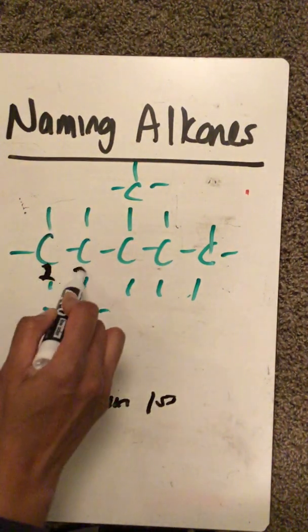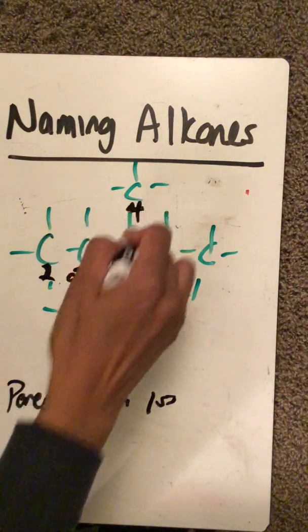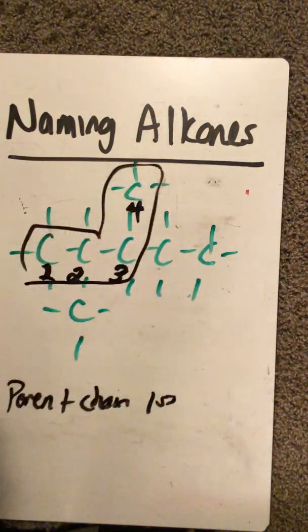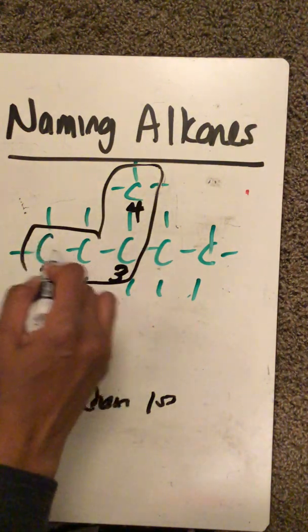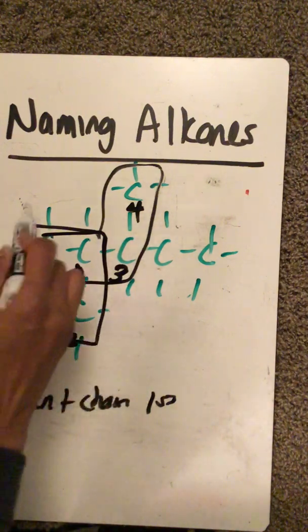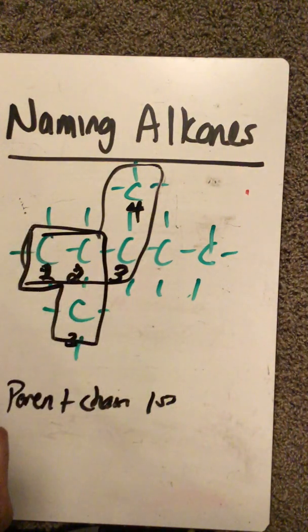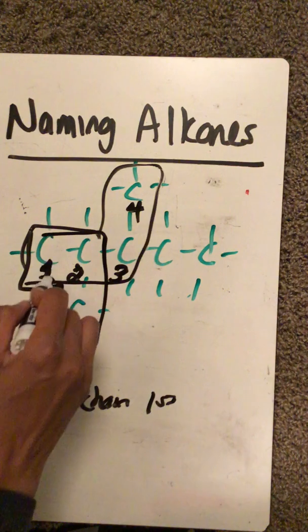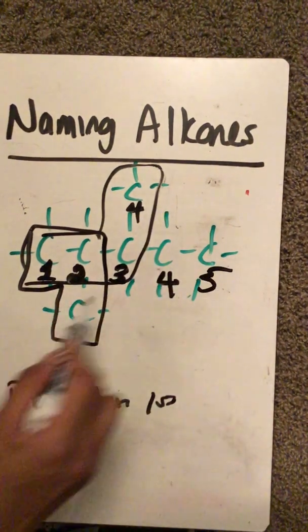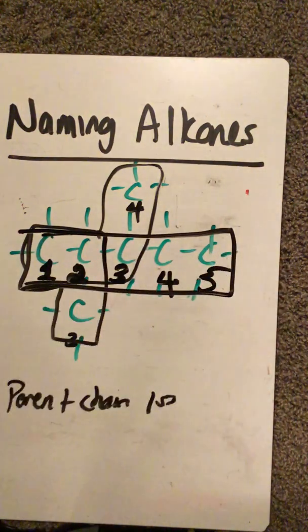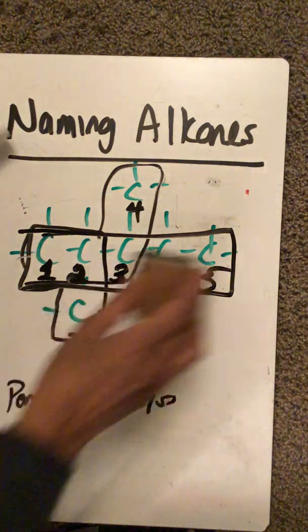1, 2, 3, 4. If I went that way and made that my parent chain, I don't know if that's correct or not, because if I go 1, 2, hey, 3 this way, I could make this the parent chain, but I don't know. Is there a longer chain there? Hey, let's try 1, 2, 3, 4, 5. Hey, I just found the longest chain. That's the longest chain with 5 carbons attached to each other. So now I just found the longest carbon chain.